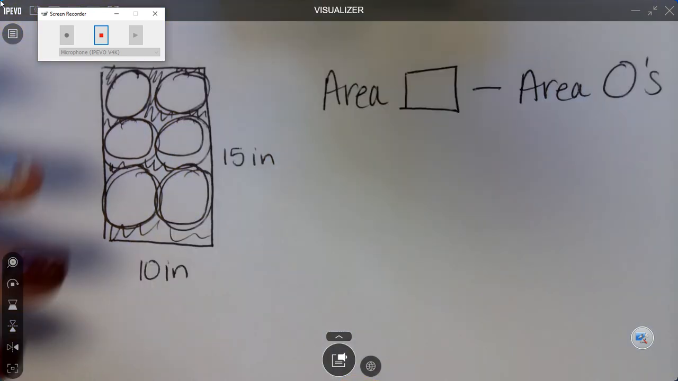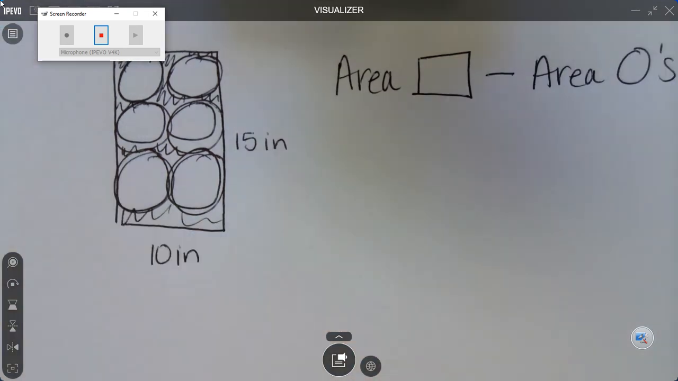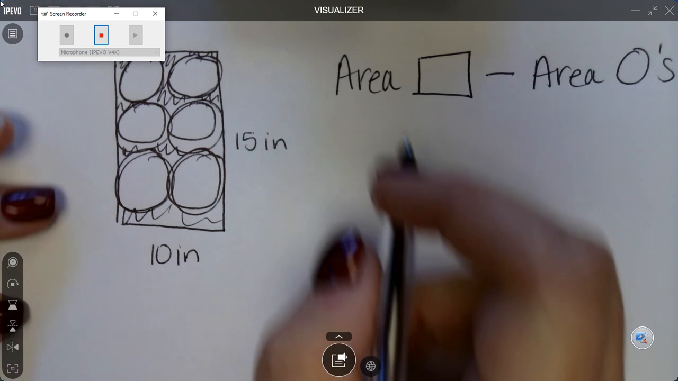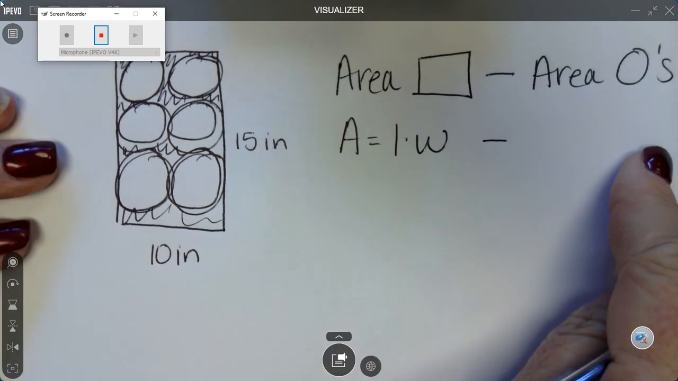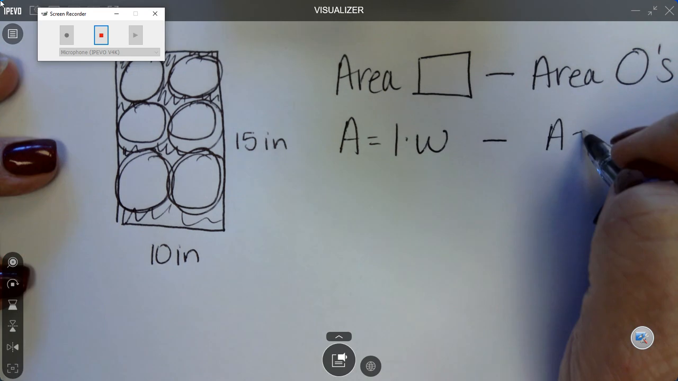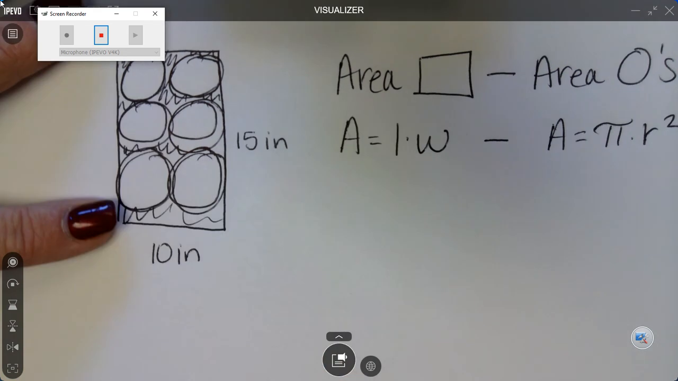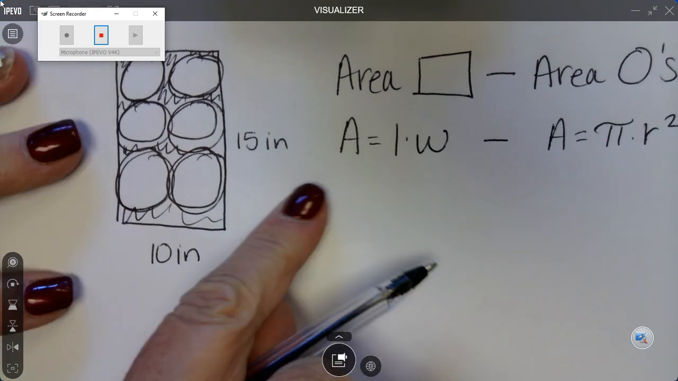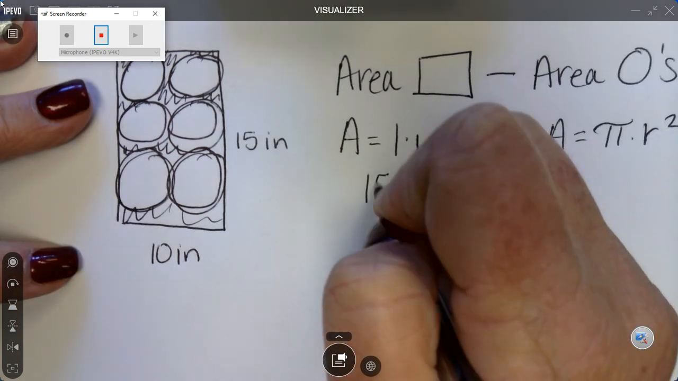So here we go. First, we have a rectangle. To find the area of a rectangle, okay, all eyes right up here, go ahead one more time, yep, it's length times width. You know the formula. The area of one circle is pi times radius squared. How many circles are inside of here though? So we have to remember that. Don't forget. So ready? Let's do this. The area of my rectangle is going to be 15 times 10.